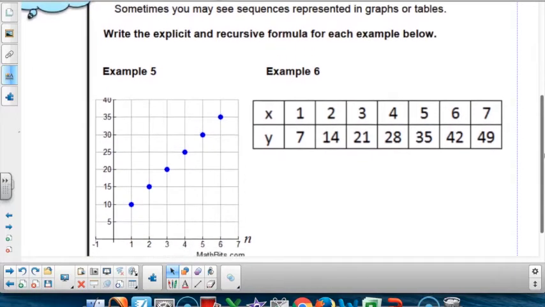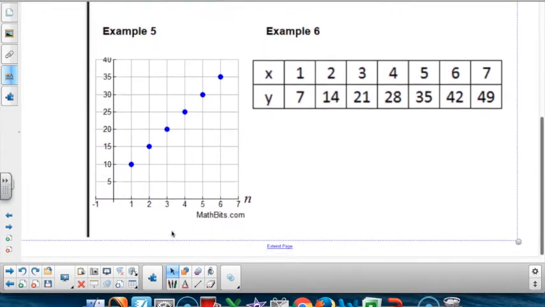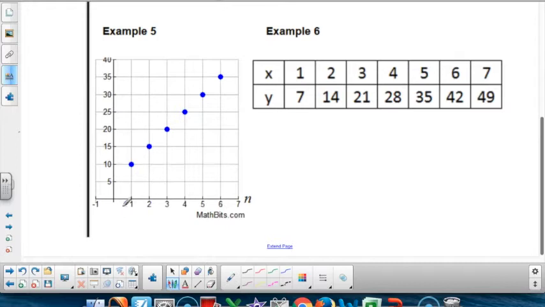Okay, so this wants us to write an explicit and recursive formula for each of these. So I'm going to do the recursive first. When you look at this along the x-axis, those are your n's. That's just your term number. Along the y-axis, those are your a sub n's. So this sequence is 10, and then 15, and then 20, and then 25, and so on. It just keeps counting up.